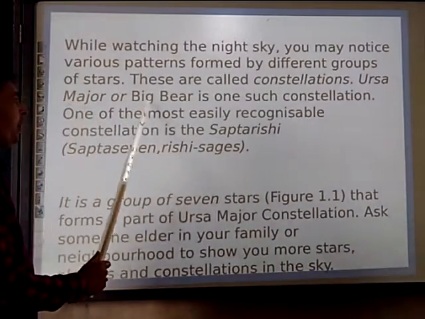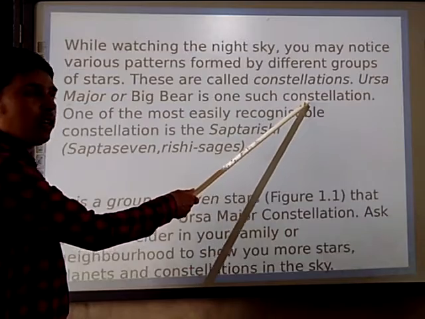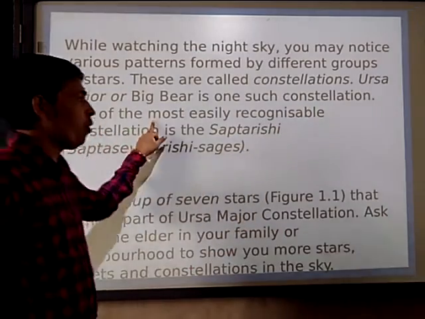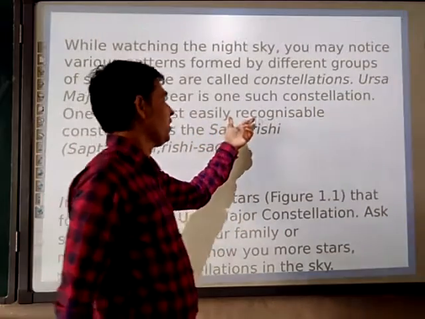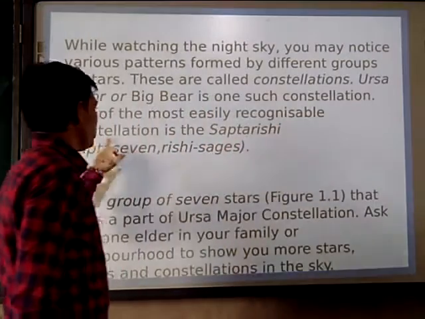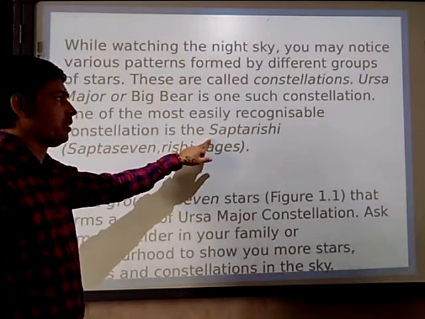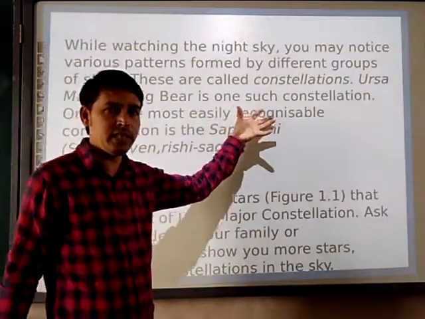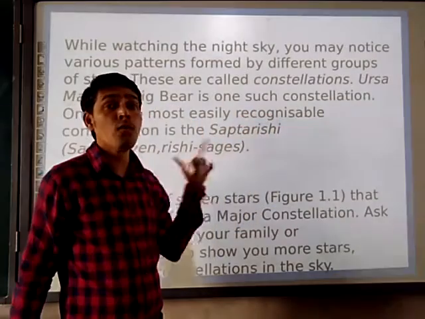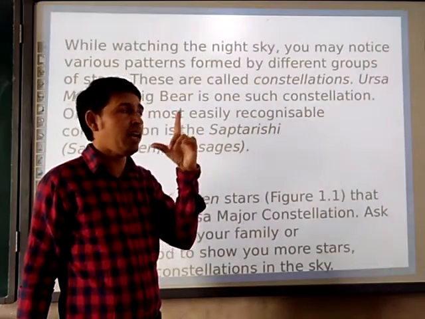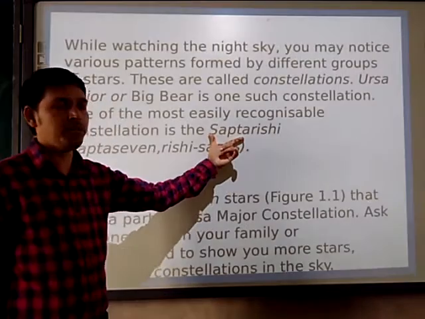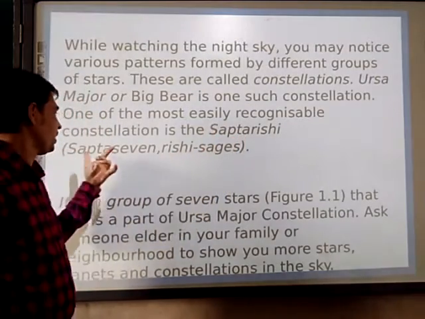Also, Big Bear is one of such constellations. One of the most easily recognizable constellations is the Saptarishi. The easily recognizable pattern is here, and that pattern is Saptarishi. We are calling it Saptarishi.